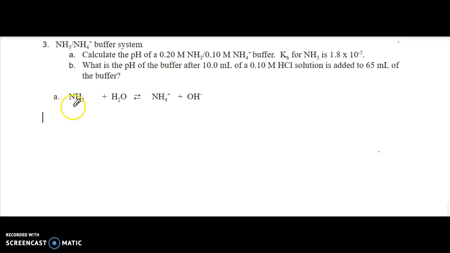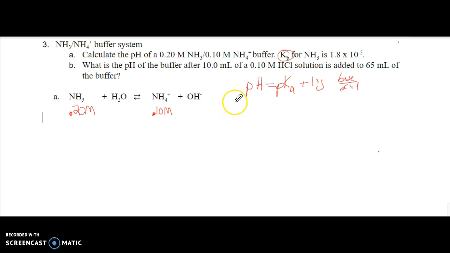So we're going to start with just looking at what we have. We have 0.20 molar of this, and we have 0.10 molar of this. Now what makes this different is this is a Kb, and remember our equation is pH equals the pKa plus the log of the base over the acid. So I've got to get this to be a Ka value instead of a Kb value.